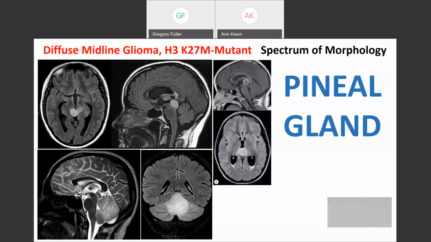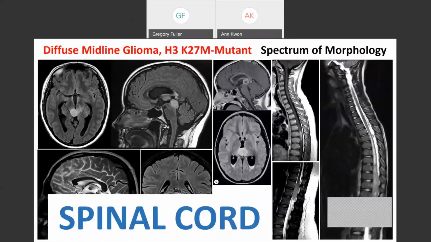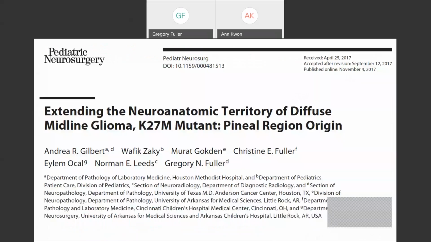There may be more, but I know of 3. All right, and then finally, spinal cord. I think the example that I'm showing you in the top one here, I'll circle it, that's thoracic cord. The one on the right is lumbosacral. And then the bottom right here in the middle, lower, that is a perfect example of a conus medullaris diffuse midline glioma, H3K27M mutant.